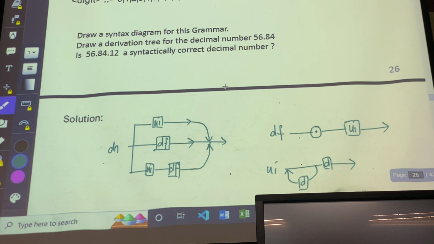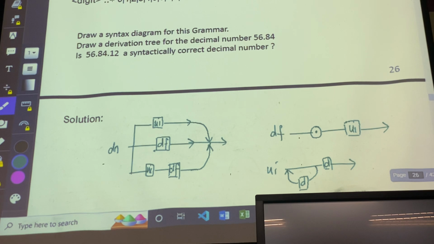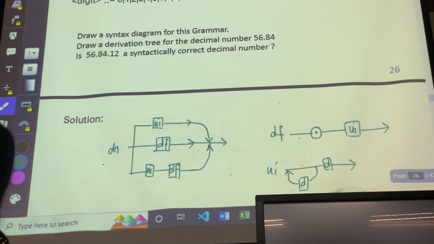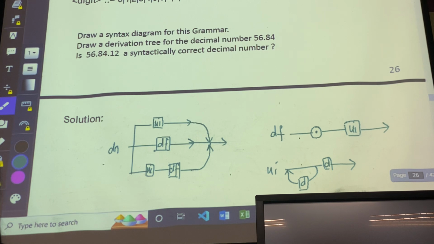Understand this? The syntax diagram? Now, the last one is the digit. You can substitute with all the terminal symbols, which is 0 to 9. Right? All these are the terminals. So, meaning that until the end, our answer will only have digits.